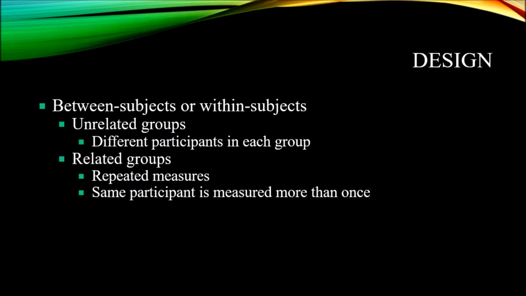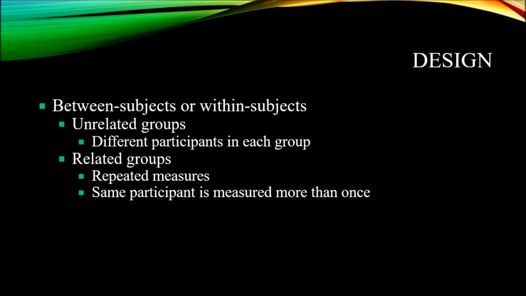Now let's take a look at design. So here, for the purposes of selecting a statistic, I'm using just 2 constructs within design, and that's between subjects or within subjects. So you have unrelated groups, that's between subjects. That's when you have different participants in each group, and related groups. And related groups is where you have repeated measures. The same participant is measured more than once. These are two popular design strategies that relate to the statistics that I'll be covering here.